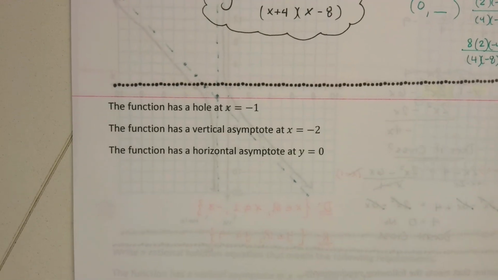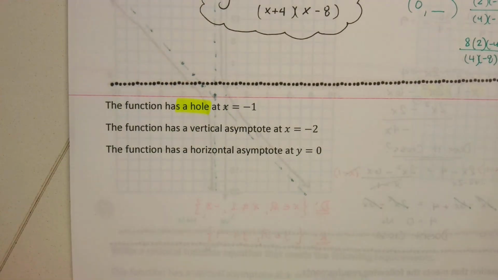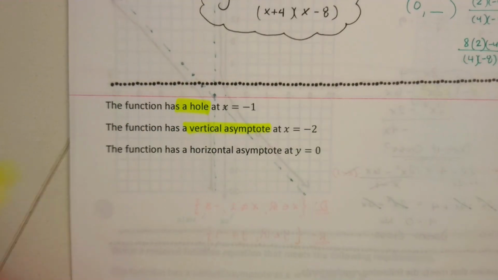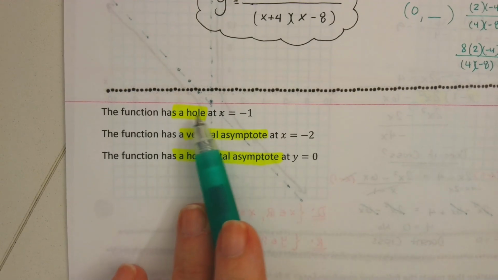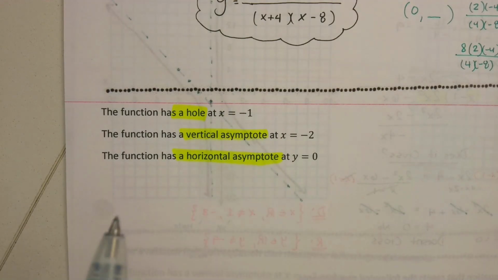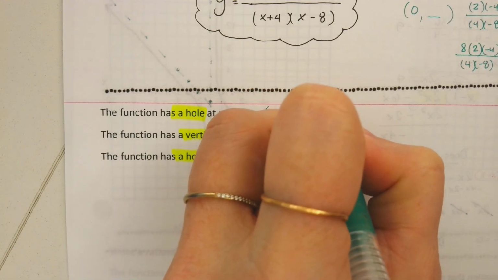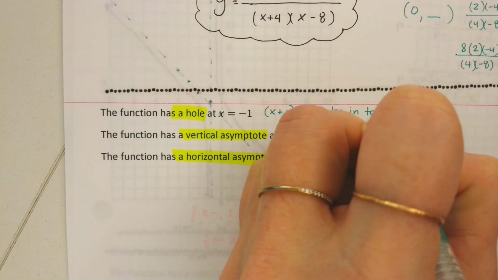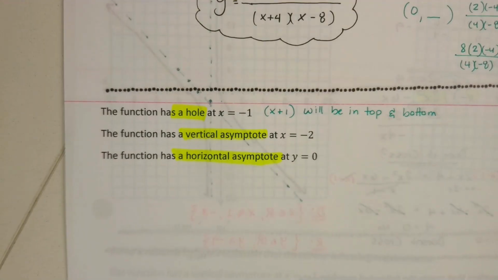Function has a hole at x equals negative 1. Vertical asymptote at x equals negative 2, and a horizontal asymptote at y equals 0. What does a hole tell me about the graph? That something canceled from the top and bottom. What specific factor would have been in the top and bottom that canceled? x plus 1, right. x plus 1 will be in the top and bottom. And it has to be in the top and bottom because it would have had to have canceled from the top and bottom to create that hole in the graph.